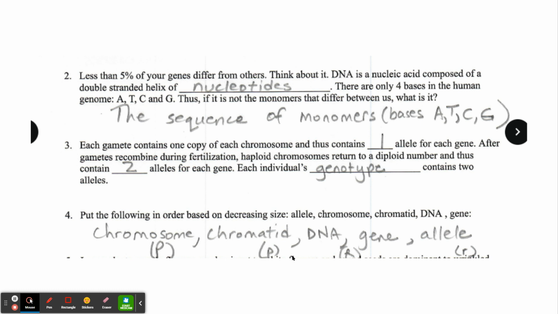Put this in order based on decreasing size: allele, chromosome, chromatid, DNA, gene. You start with the chromosome, then the chromatid, DNA, then gene, then allele.